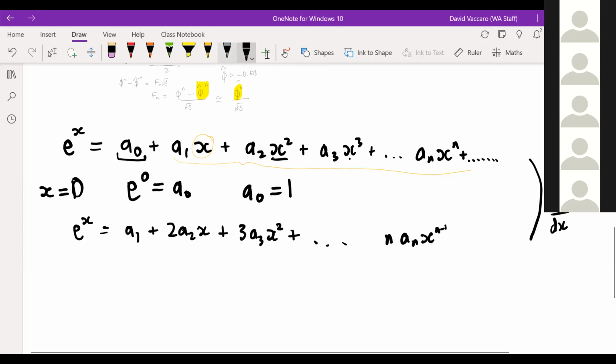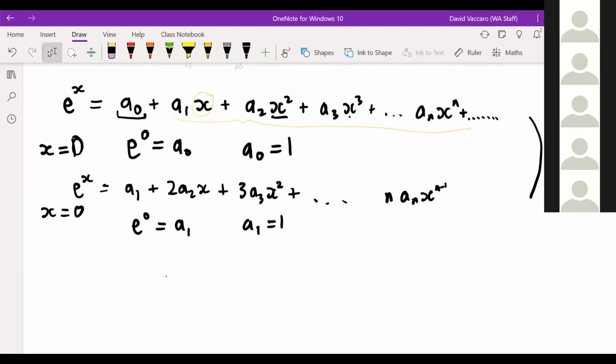Now what trick can I play? And it's an old trick. What trick can I do to find a1? Well, just like before, I want to get rid of all of the remaining terms, so I can just put x equals 0 again, and I get e to the 0 equals a1, and I get a1 equals 1. But I can keep playing the same game now. I can differentiate and then set x equals 0. So if I differentiate again, I get e to the x.